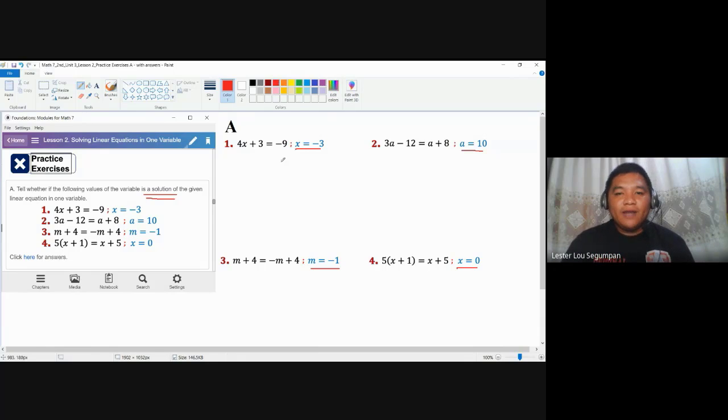So number one, the value for x intended here is -3. Let us determine if this is a solution or not by substituting this value here. Substitution property of equality, or simply evaluating algebraic expressions. Now, this will become 4 times -3 plus 3. Is it equal to 9? Since we are not yet sure, we are going to place a question mark, because we are determining.